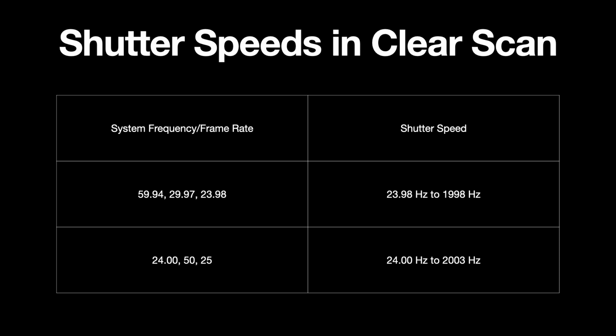Now, in clear scan mode, you can choose a shutter speed between 23.98 Hz to 1998 Hz when the camera is set to the 59.94 Hz mode, or between 24 Hz and 2003 Hz when the camera is set to either 24 or 50 Hz mode.